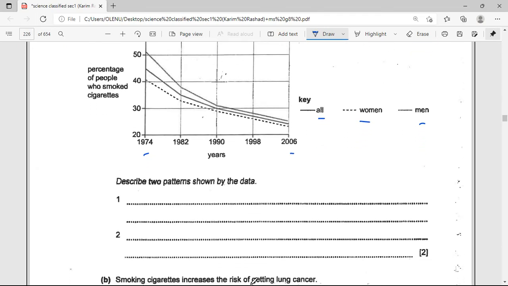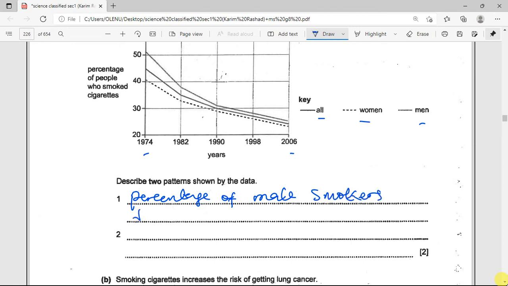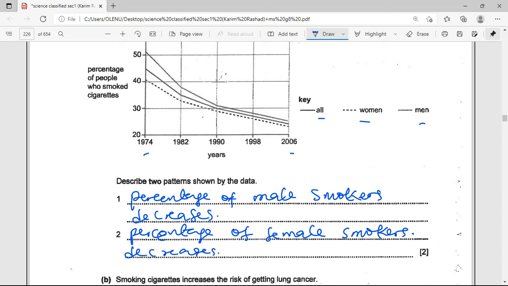So what's the question? Describe two patterns you can see from the graph. The percentage of male smokers decreases, and the percentage of female smokers also decreases.